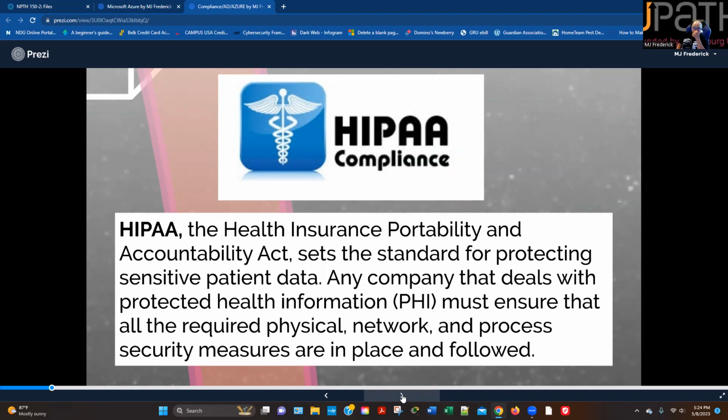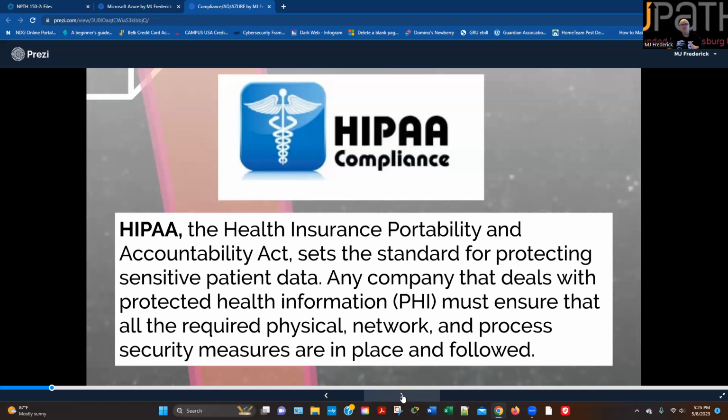Any company that deals with PHI has to ensure that all the required physical, network, and process security measures are in place and adhered to. And I mean adhere to, because they have compliance. We have to provide reports that we are compliant with the rules and regulations of our state, our college, and our board. In health, you can't just be sharing people's information. It's private, unless, again, they've given consent.